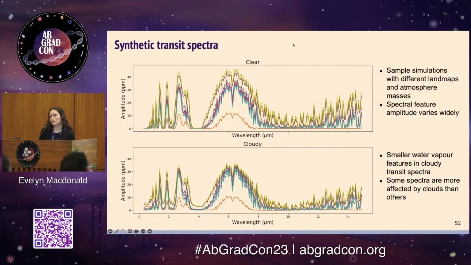These are just for a few selected simulations from my parameter space. Varying only the land and the pressure, we get quite a sizable difference in these water vapor spectral features. So these are a range of what a specific planet might produce. And then on the bottom, we have the cloudy version, so these same ones, but with clouds included in the radiative transfer. You'll notice that the features are smaller, but also they're not all affected the same way, depending on how many clouds are at the terminator, which varies depending on different factors. So it's a bit confusing.